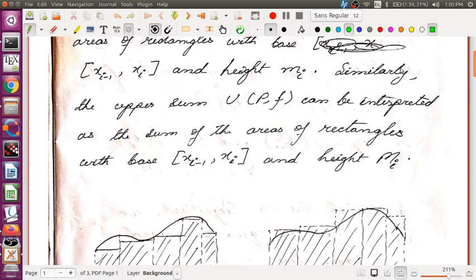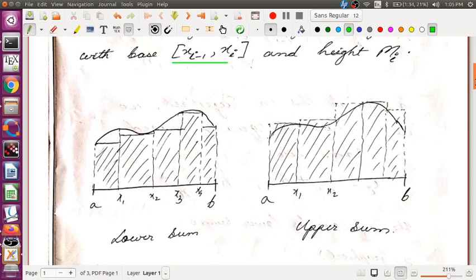Similarly, the upper sum U(P, f) can be interpreted as the sum of the areas of the rectangles with base x_{i-1} to x_i and height M_i, capital M_i, that is the supremum of f in that particular interval. So let us have a look at this diagram that we have for the lower sum.